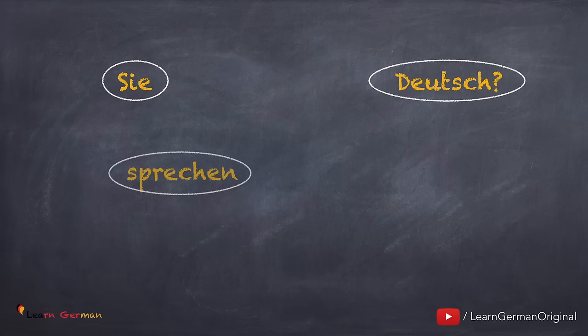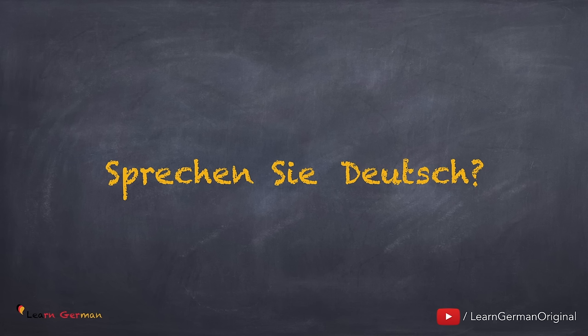The third one is, and your answer should be, sprechen Sie Deutsch? Now this was tricky. Since there is a question mark, you have to make a question. And the only possible question here is ja-nein Frage. That means the verb is in the first position.